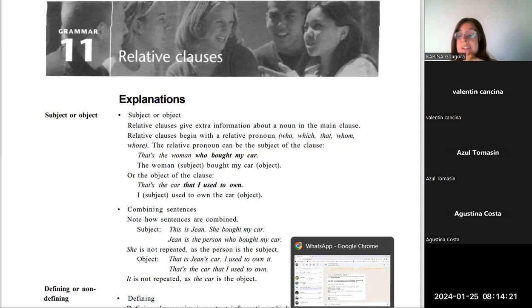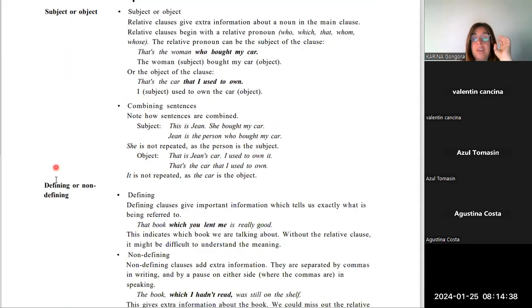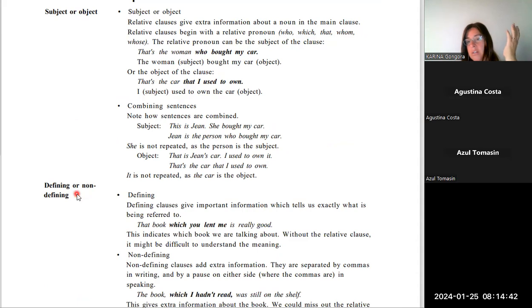Well, we are working on relative clauses, and we have already said that relative clauses have the function of modifying the subject or the object in a sentence. They give us information, and we already said that the relative clauses can be defining or non-defining.